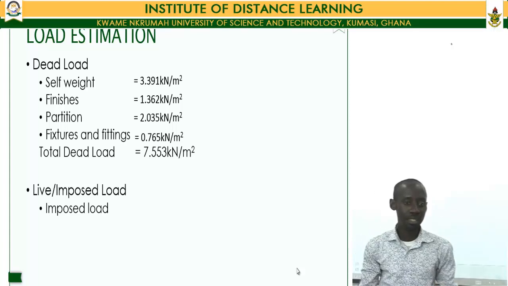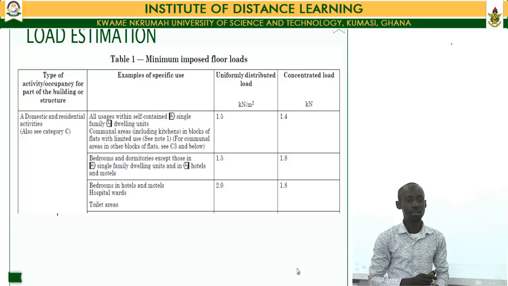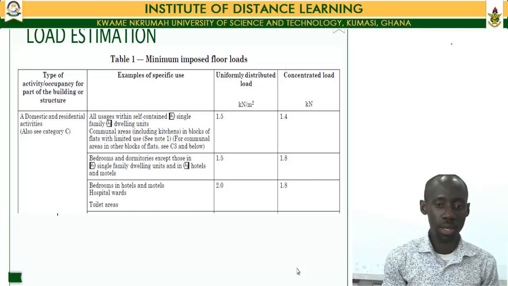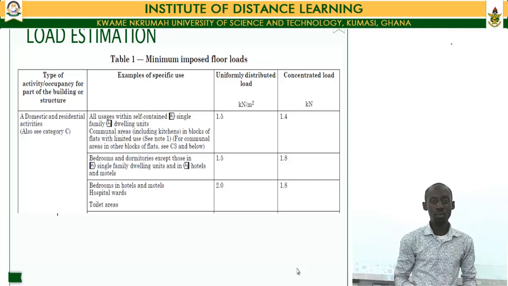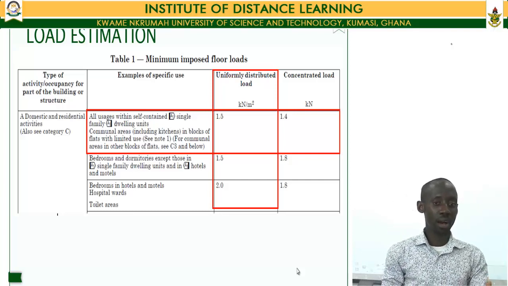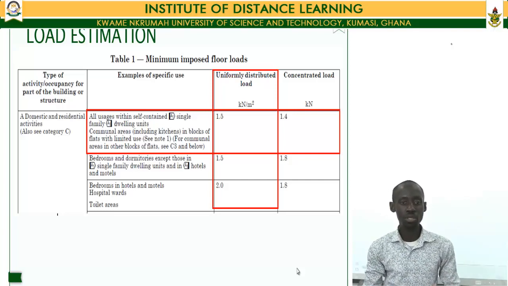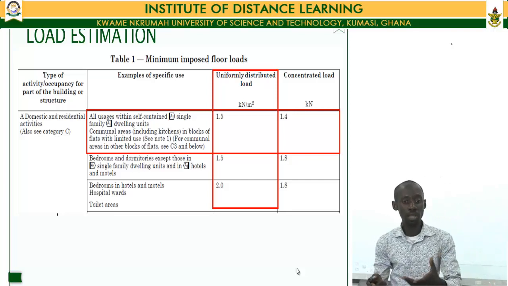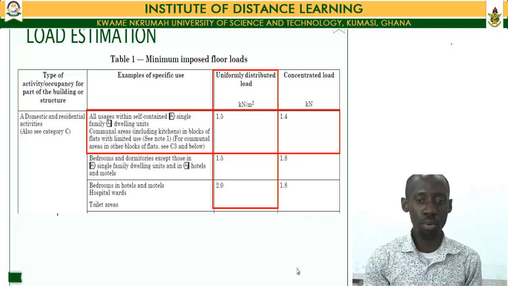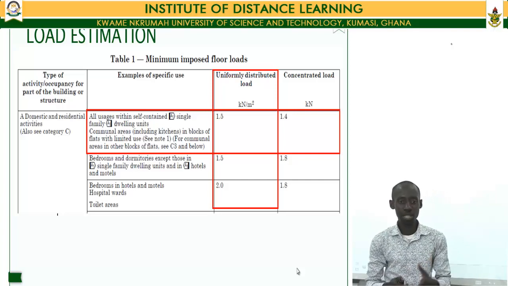Now, because the building that we are designing for is a residential building, we'll just extract the portion that pertains to domestic and residential activities. As I said before, when it comes to determining the loads for floor slab design, we leave it in the load per area form. So for the imposed load of our floor slab, we'll consider the uniformly distributed load. And according to the table, for all usage within a self-contained single-family dwelling unit, communal areas of blocks, flats with limited use, the minimum imposed load to be used is 1.5 kilonewtons per meter squared. So then we'll move ahead and adopt this 1.5 kilonewtons per meter squared as specified by the BS code.